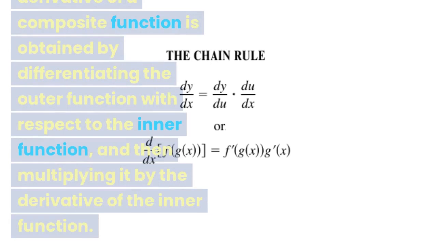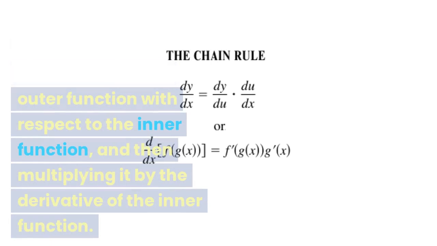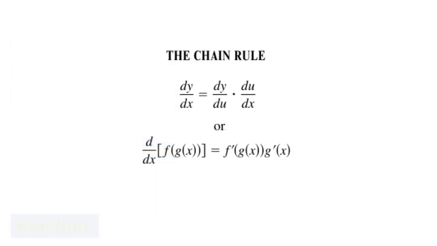Chain rule: the derivative of a composite function is obtained by differentiating the outer function with respect to the inner function, and then multiplying it by the derivative of the inner function.